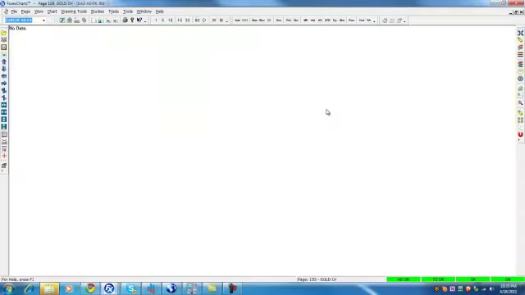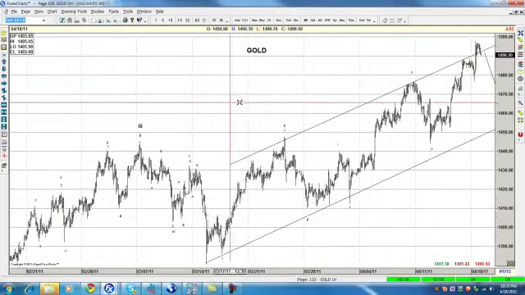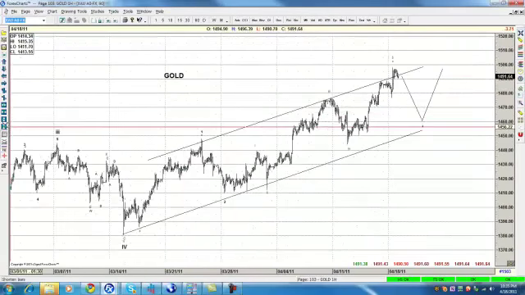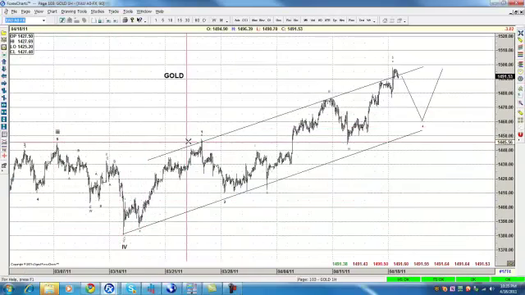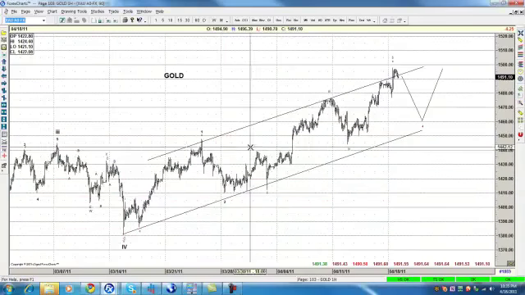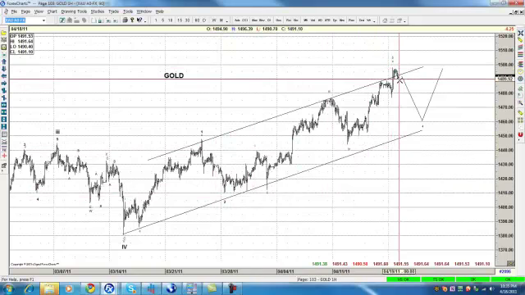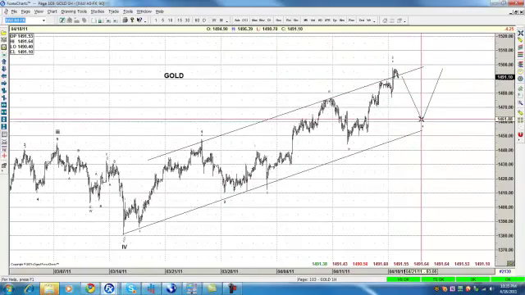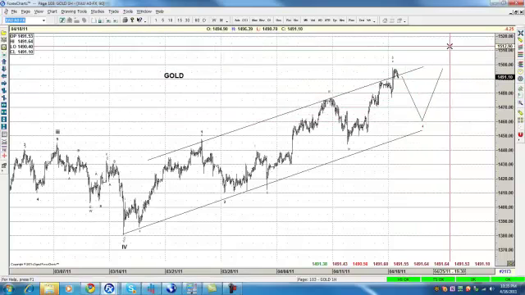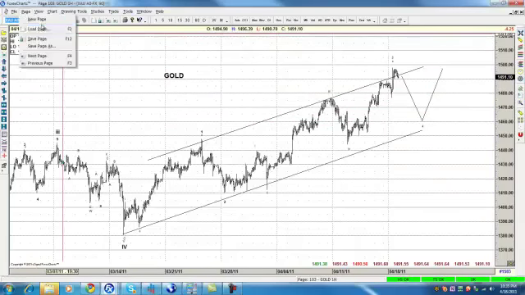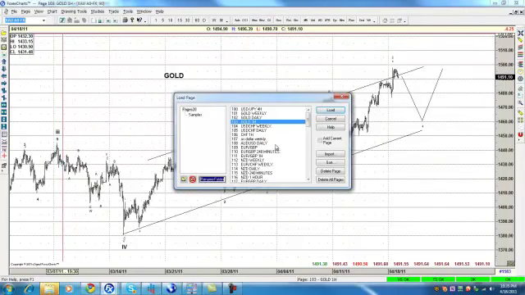Okay, gold right here, we should see in gold like we got 1 2 3 4 5, 1 2, 1 2 3 4 5, which is ending wave 3 right now, and we should get a correction down in gold pretty soon before this pair starts turning higher. Right, so that's gold. Silver is showing something similar.